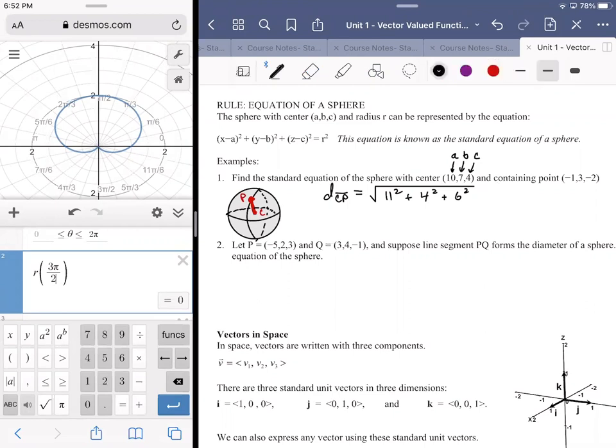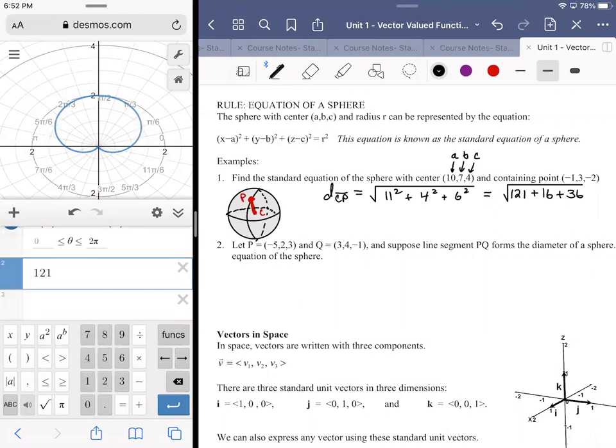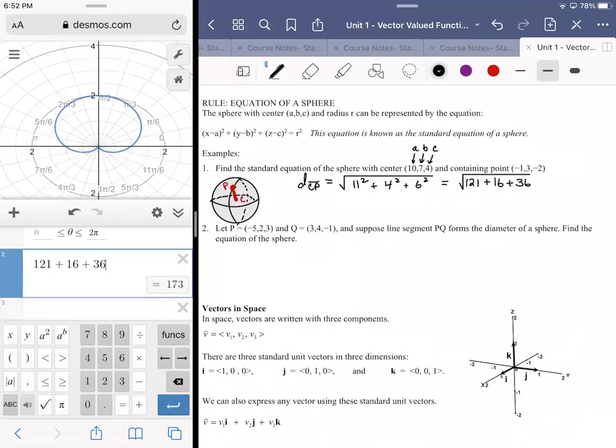All right. So 121 plus 16 plus 36. So 52, 70, is it really 173? I don't even know. Yeah. So root 173.